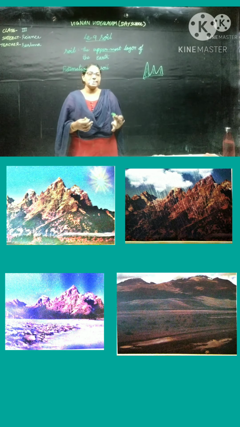Formation of soil. How is the soil formed on the earth? See, children, when the earth was formed, there were only mountains on the earth. Because of the sun's heat, rain, snow, and wind blowing, slowly the mountains started getting cracks in them. After getting cracks, what will happen? They will come into smaller pieces.